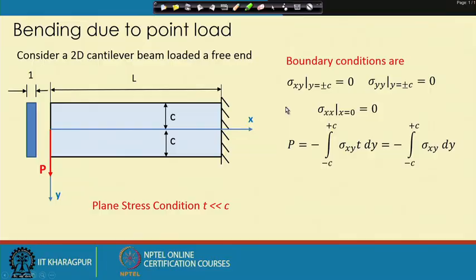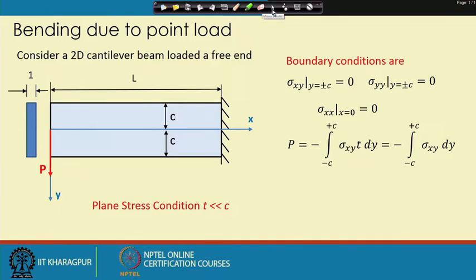At the end of the last class, we discussed how to obtain a solution of a beam having a point load through the theory of elasticity approach. In this beam problem, if you look carefully, we are using a 2D cantilever beam loaded at the free end, where the resultant force is P, and we are following plane stress condition because 2C is much greater than T. Since we are following a stress function based approach, the boundary conditions have to be in terms of stresses. So, these are the boundary conditions we need to use.